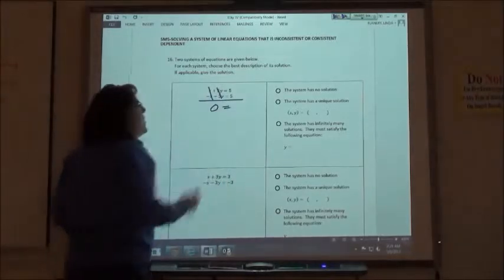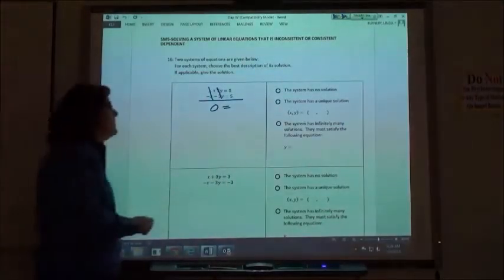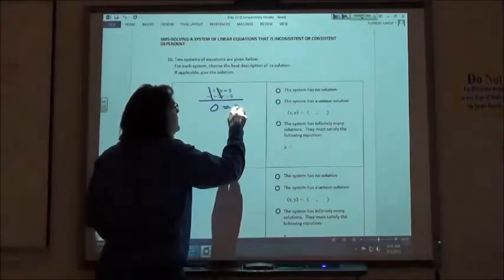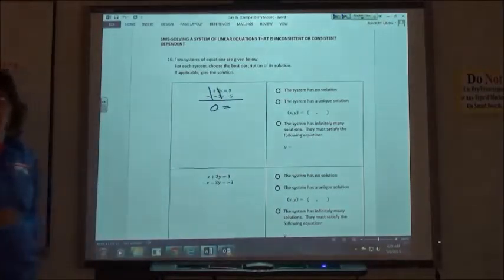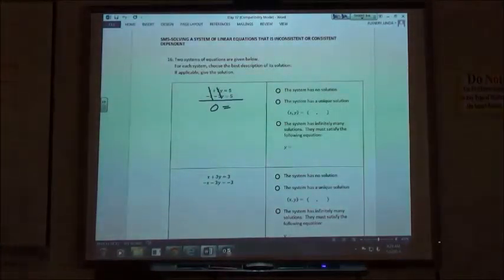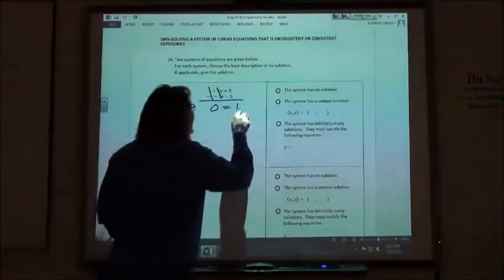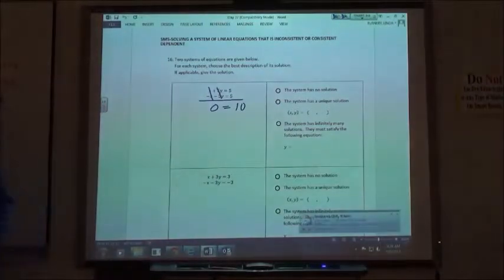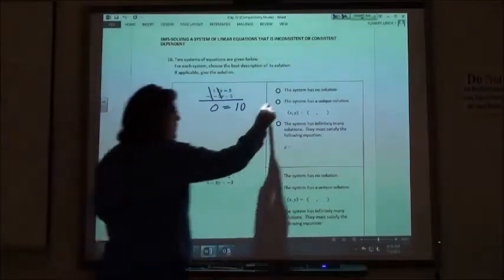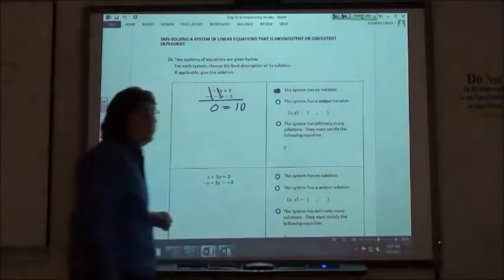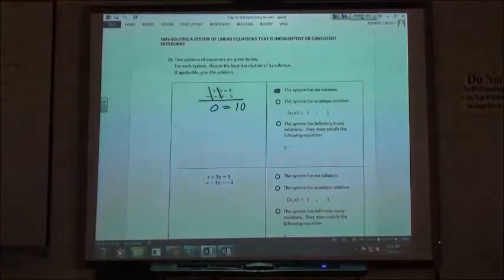So we get 0 equals, and on the other side we get 5 plus 5 equals 10. You get 0 equals 10. Now remember before when we were solving those systems of equations, when we got an answer that said 0 equals something other than 0, our answer was no solution. 0 can't equal 10. That's not true, right?